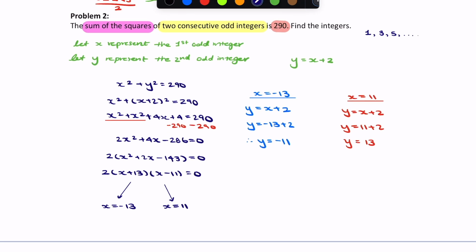So here, therefore, the integers can be negative 13 and negative 11, or 11 and 13.